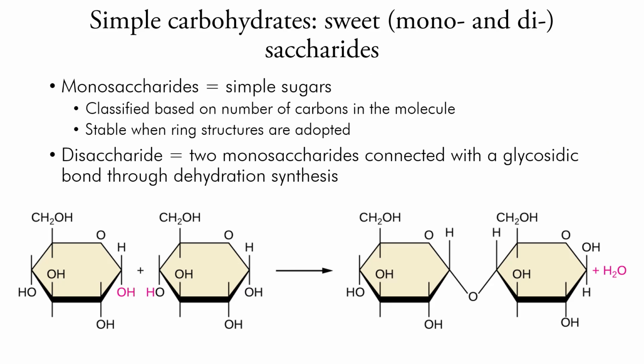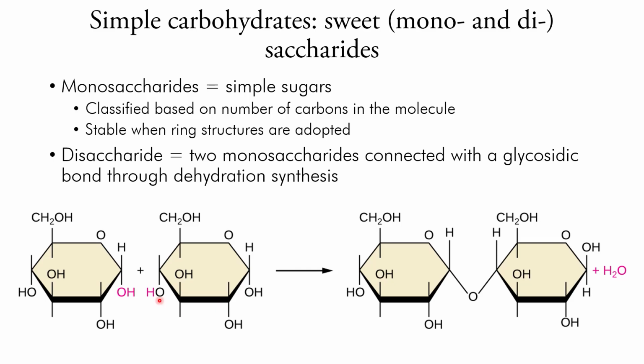Okay. So again, here's your simple carbs. These are what we call our sweet saccharides because they taste sweet, right, if you can eat it. You're going to classify them based on the number of carbons. They're really stable in this ring structure.